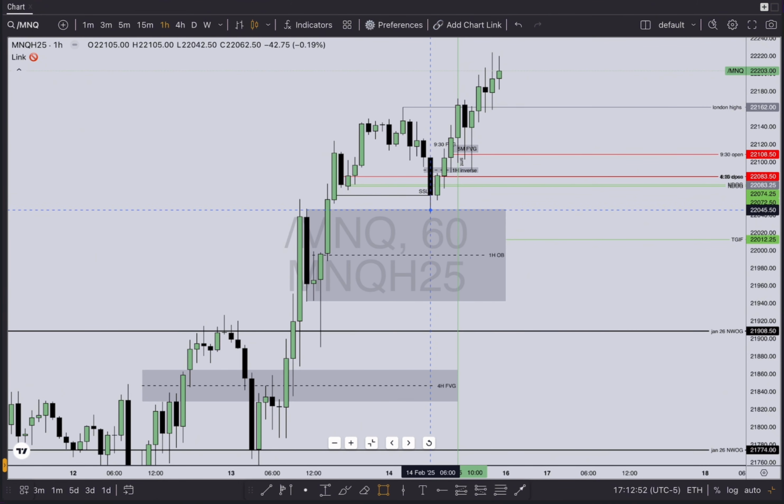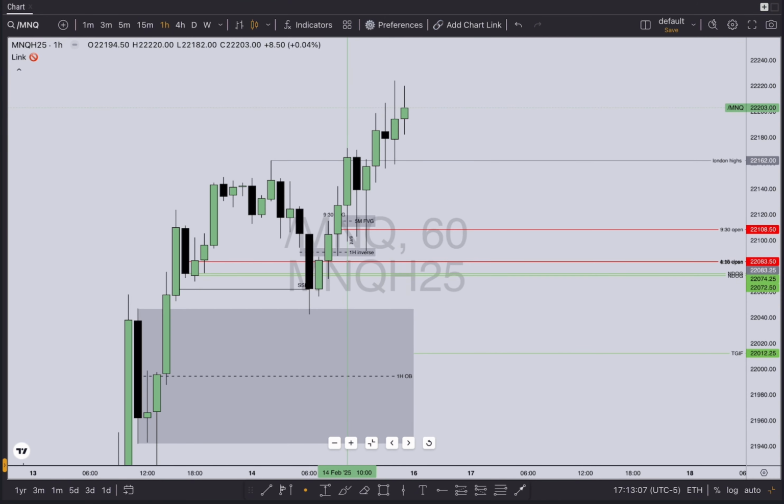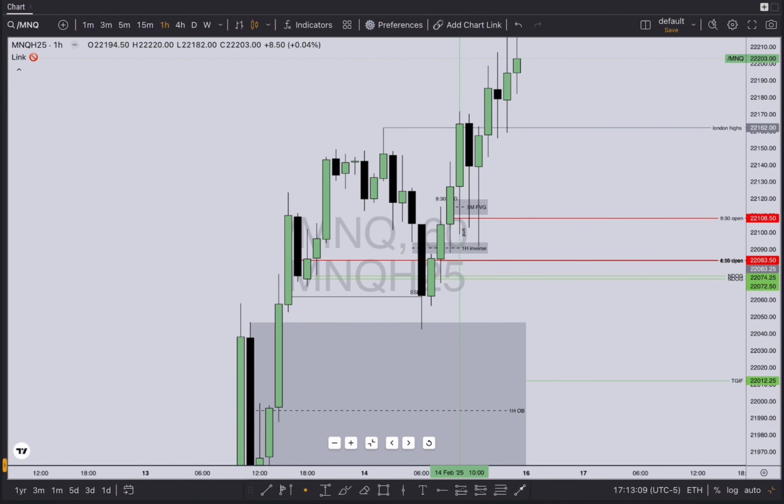So come down, sweep this sell side, which we're going to see more clearly on the 15-minute time frame, right? Come down, tap into this 1-hour inefficiency with this order block, respect it very nicely. Now, if we zoom in, we have this 1-hour fair value gap that got created after this sweep. This sweep and this close just show me that we're going to drop lower. And we did actually. We did drop lower, right?